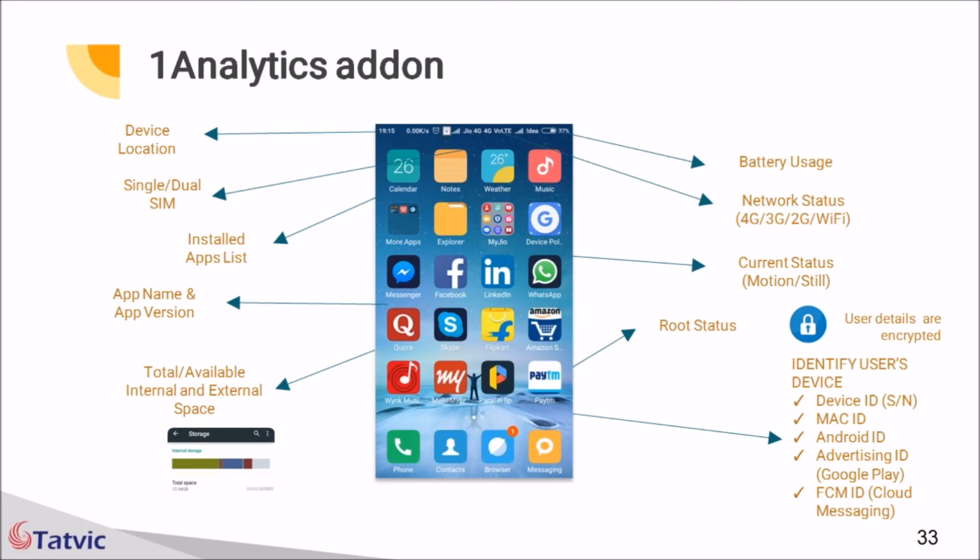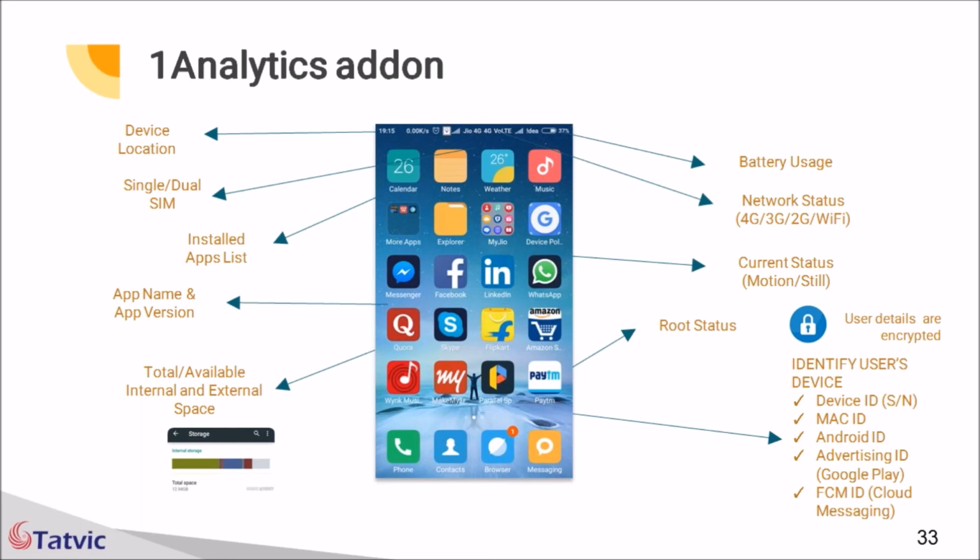You can have the device location. You can have whether the user is using dual SIM or a single SIM. Also your competitor application list, so that you can analyze that my user is using this kind of application, and those are my competitors, so you can use your strategies to beat them. App version and app name are pretty straightforward. You can also look at the total versus available space in internal and external memory, so that you can check which kinds of devices are prone to uninstalling your application.